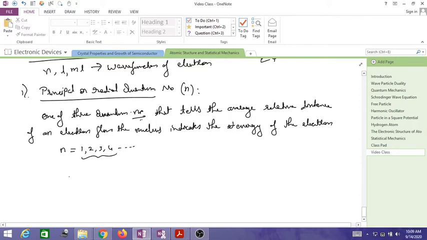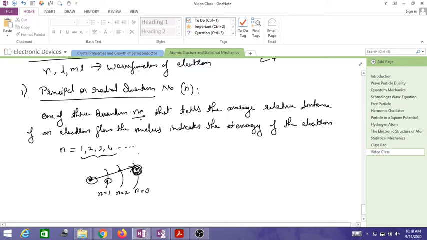Now as the value of n increases, if this is the nucleus and these are the orbits or the principal shells, this is with n equal to 1, this is n equal to 2, n equal to 3. As the value of n increases, the radial distance between the electron and the nucleus increases, which means the bonding is not strong, whereas an electron very close to the nucleus has very strong bonding. So it is easy to take out electrons which are far from the atom.